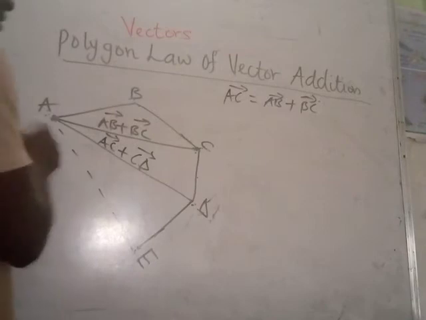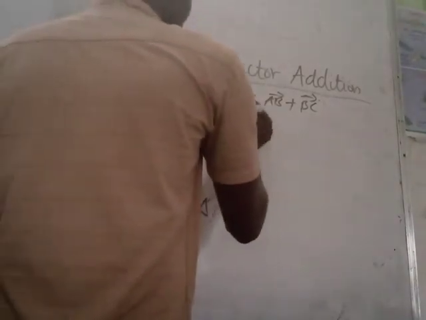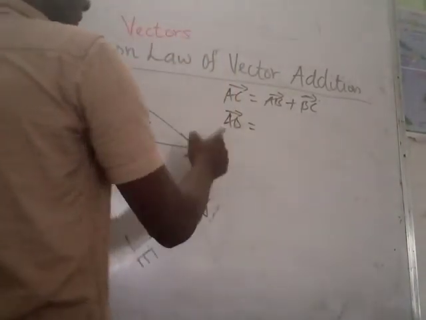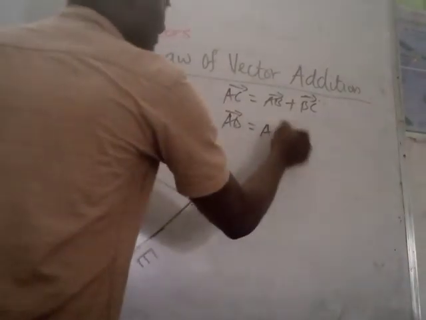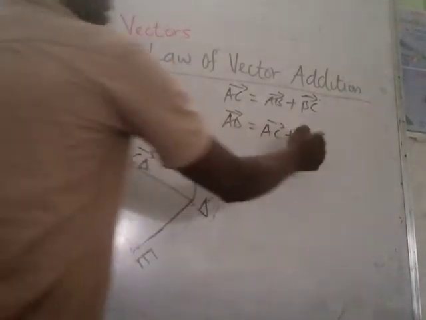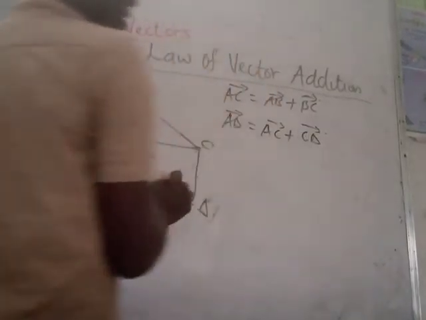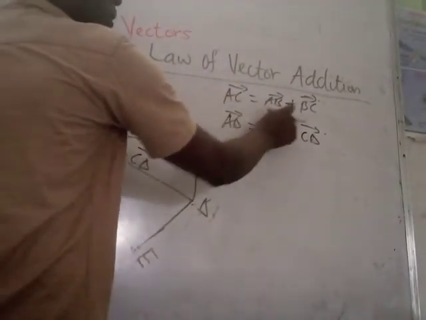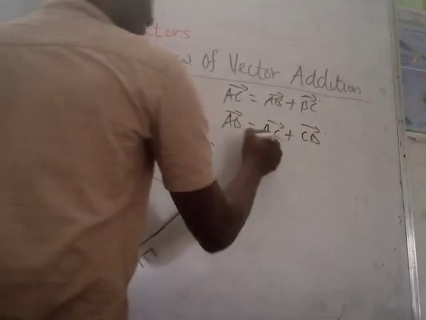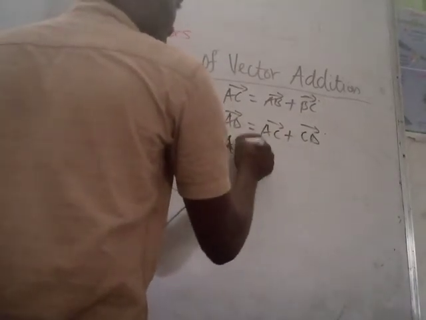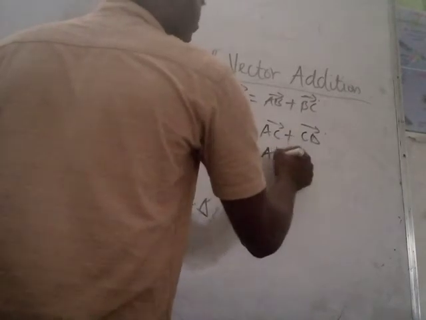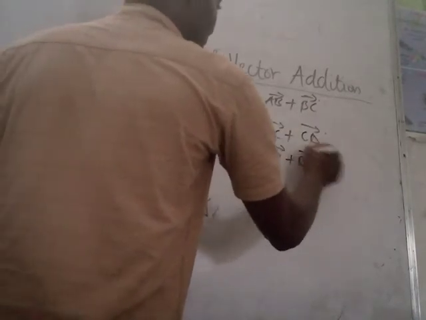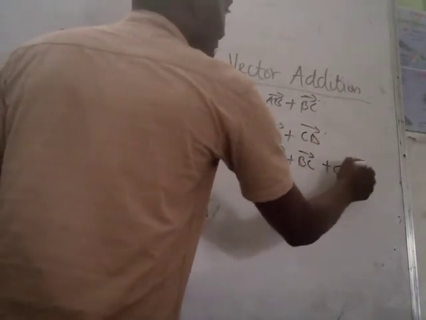So it therefore means that AD is equal to AC plus CD. Now recall that AC is AB plus BC. So I have AD equal to AC replaced by AB plus BC, plus CD.